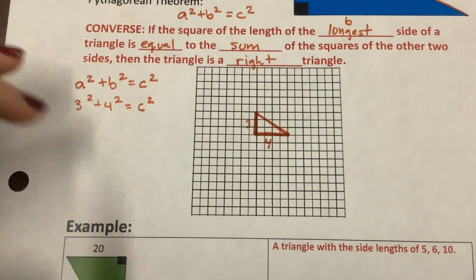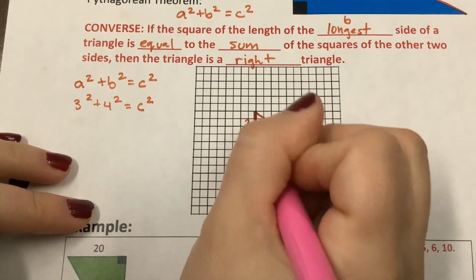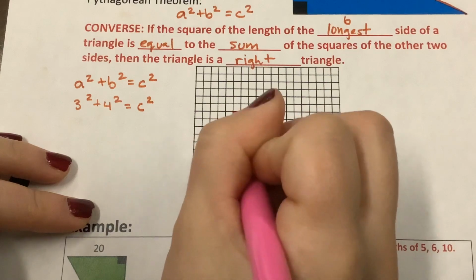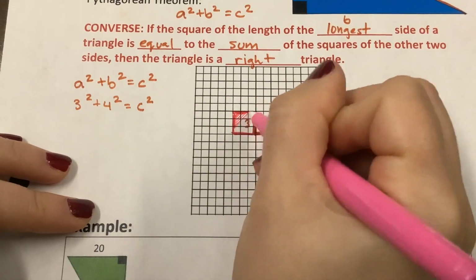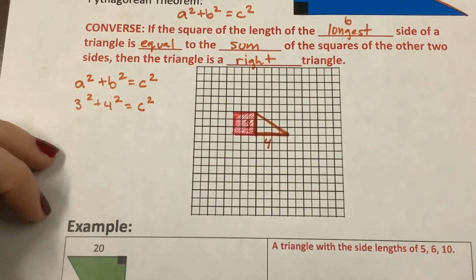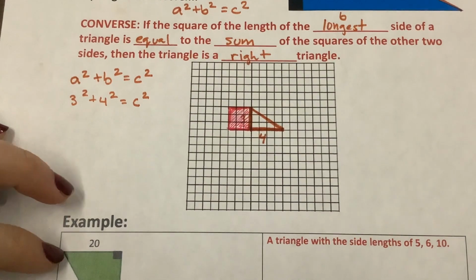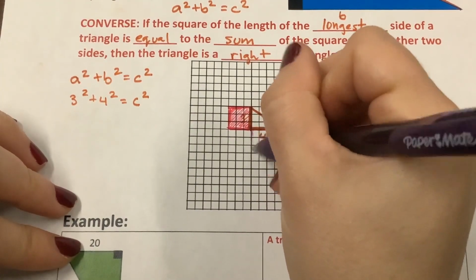And to find that, I want you to take the side length of 3 and turn that into a square. So now it's a 3 by 3 square. And just shade that in. And then the side length that has the 4, turn that into a separate square. So it's a 4 by 4 square.